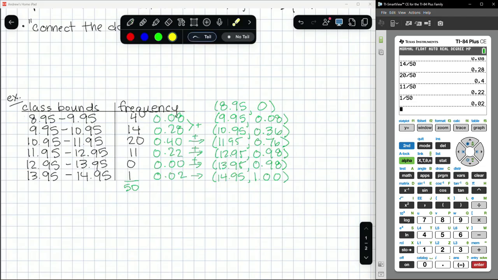So in a cumulative relative frequency graph, or ogive, that first CRF should always be 0. That last CRF should always be 1. So these graphs are always going to start at 0 and end at 1. That's how we know we did them correctly.